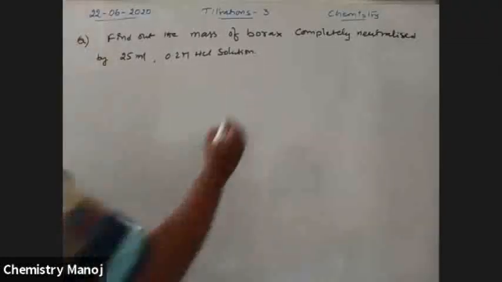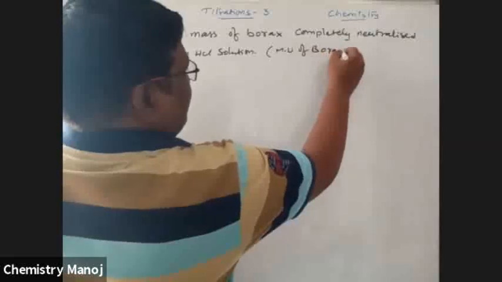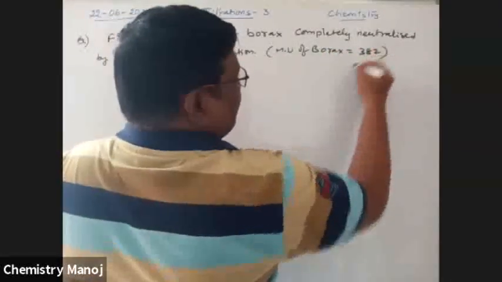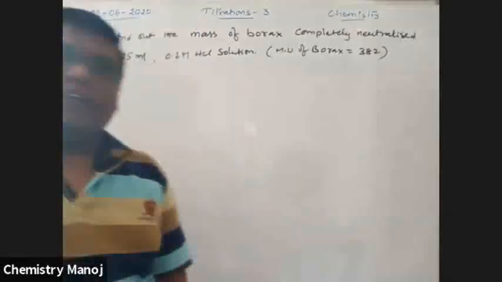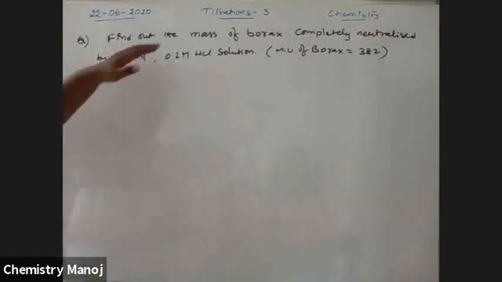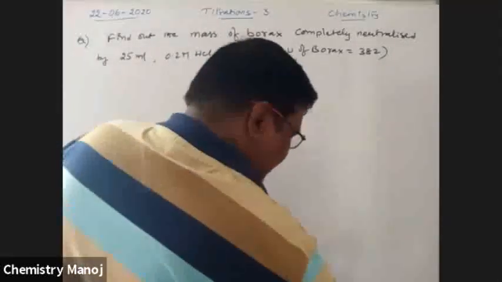Now, the molecular weight of borax is equal to 382. So that is the question given to you. The molecular weight of borax is 382. So find out the mass of borax. Actually, borax is nothing but, see here.